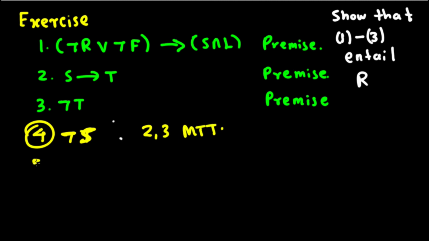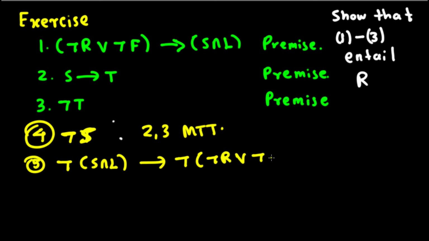Now for 5, here we can apply contrapositive for 1. If we apply contrapositive for 1, we negate this one and flip around. So this is going to be not S and L arrow not R or not F. Okay, so this is one contrapositive.